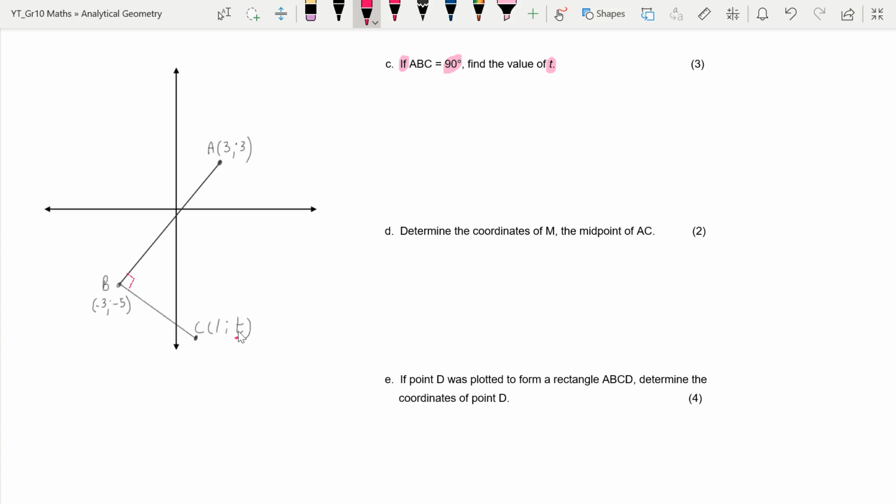Okay, how are we going to do that? Well, if I see 90 degrees, that makes me think perpendicular. So we've got two lines who form a 90-degree angle. So they are perpendicular lines.